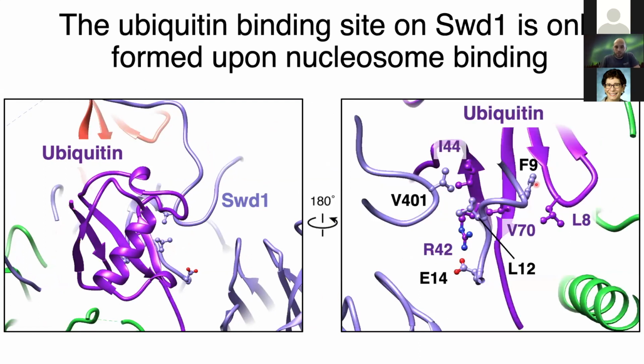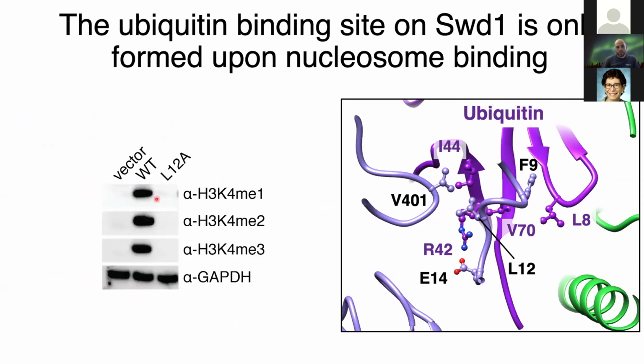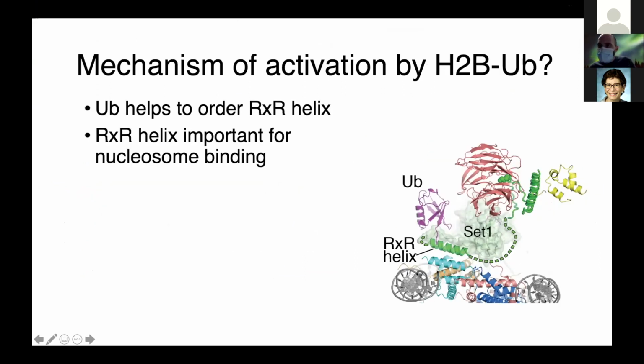And in particular, this cluster of hydrophobic residues in SWD1, this L12, V401, and F9, bind to a hydrophobic surface on ubiquitin consisting of isoleucine 44, valine 80, and leucine 8. And if you mutate just the center hydrophobic residue in SWD1, this leucine 12 to alanine, that mutation completely abolishes the ability of COMPASS in yeast. So mutating this residue in native COMPASS completely abolishes its activity in the cell.